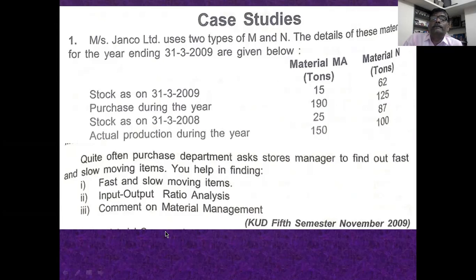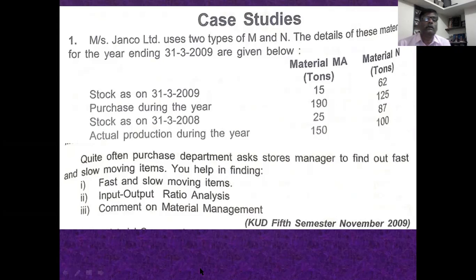First, we calculate the stock turnover ratio. Then we calculate the number of days required for stock turnover. And then we say which is fast moving and which is slow moving, and that will be informed to the production manager and purchase manager. Then we calculate the input output ratio. On the basis of the input output ratio, which material produces more output, that is to be informed.